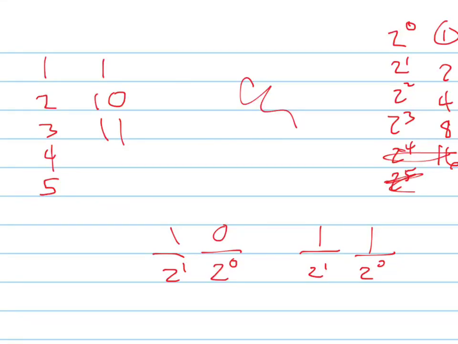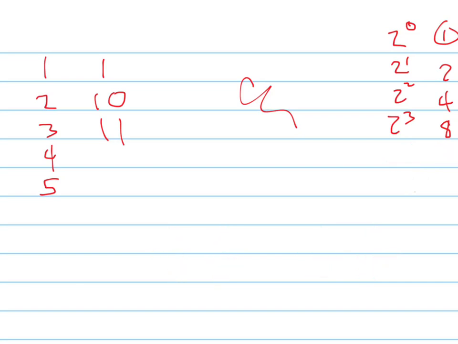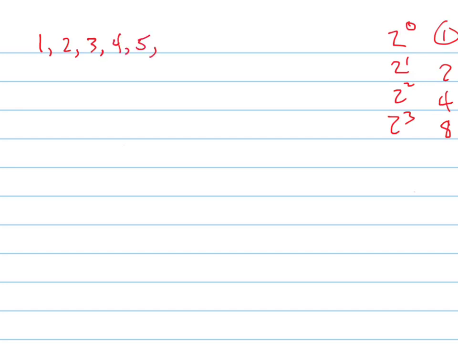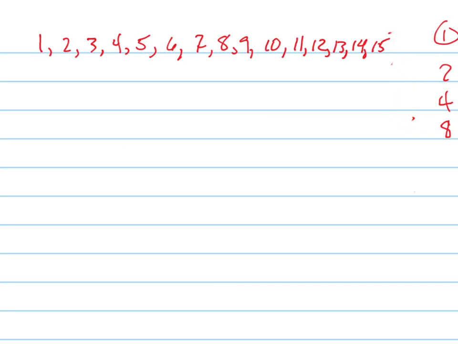Okay, they want us to write the first 15 counting numerals in base 2. So that means this. The first 15 counting numerals are, if they said write them in base 10, you would just write 1, 2, 3, 4, 5, 6, 7, 8, 9, 10, 11, 12, 13, 14, 15. They want you to write them separated by commas. Okay, that's how you do it in base 10, because that's what we do always. We do base 10. But they don't want base 10.